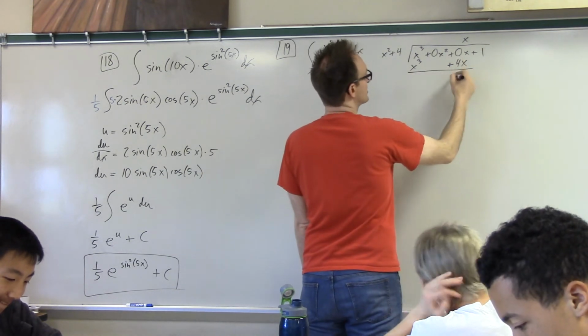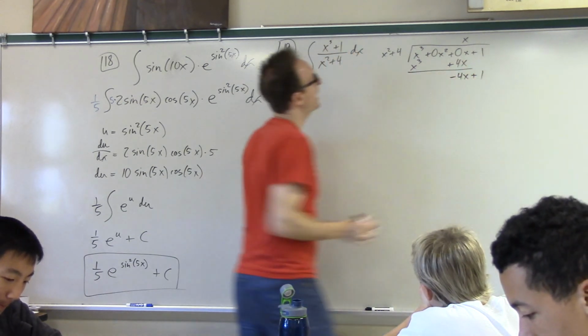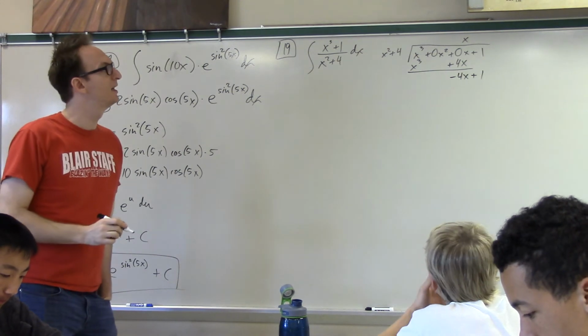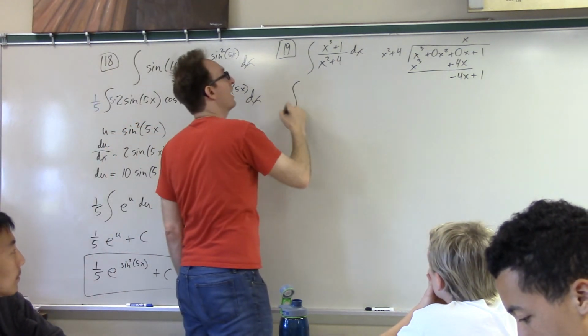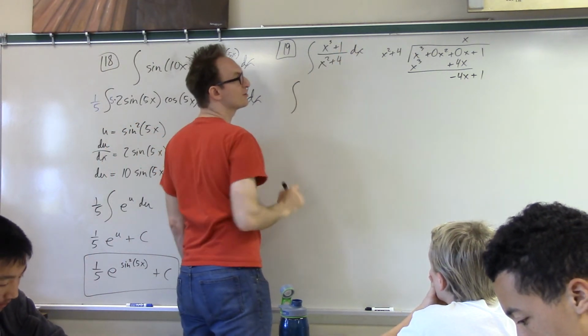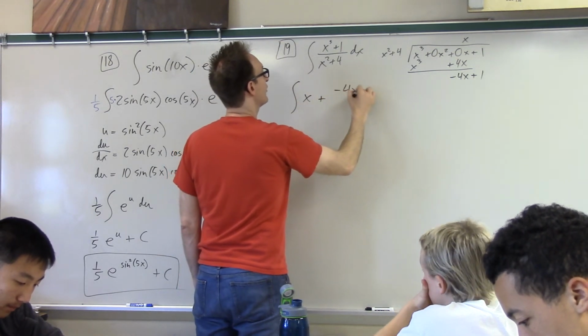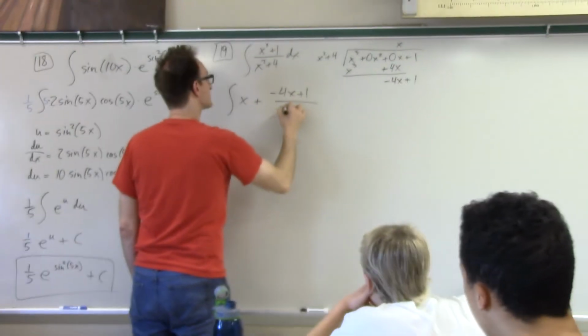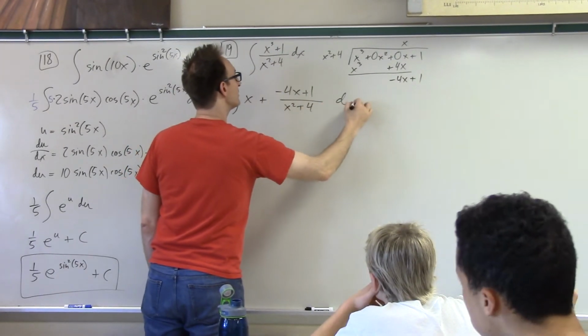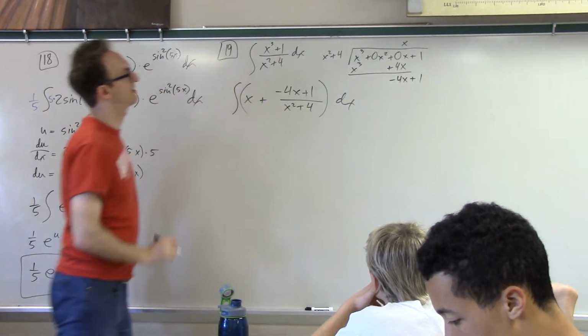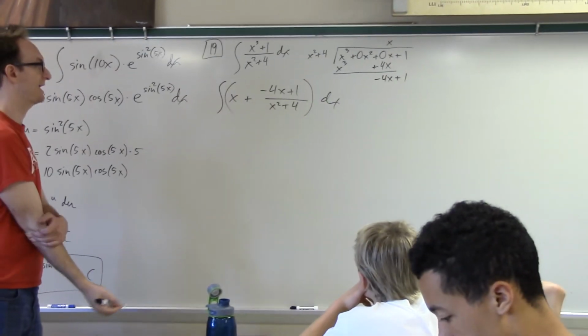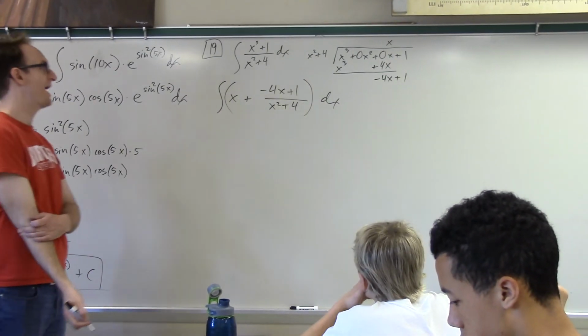Anyway, then we get negative 4x plus 1. Okay, cool. That means that this entire rational function is really just x plus negative 4x plus 1 over x squared plus 4. Everyone should have gotten that far because we talked about this last class as the thing to do. Now how am I going to deal with this?